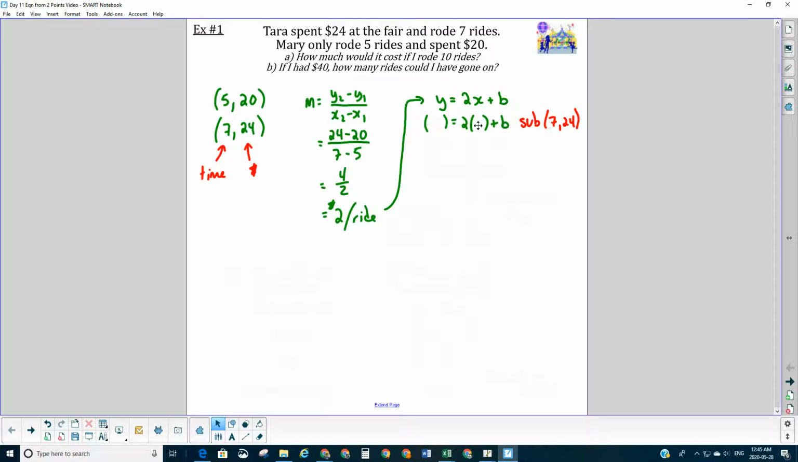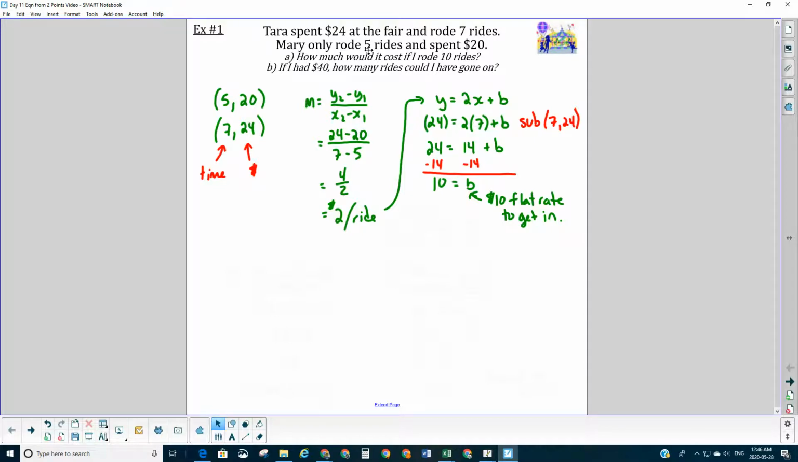So if x is 7, that goes here, and y is 24, it goes here. We continue with our BEDMAS, and there's the algebra that we've learned coming into play. 2 times 7 is 14. And of course, we have to subtract 14 from both sides to get b by itself. b equals 10. And that means the flat rate must be $10 to get in. And we can verify this just by looking at the scenarios.